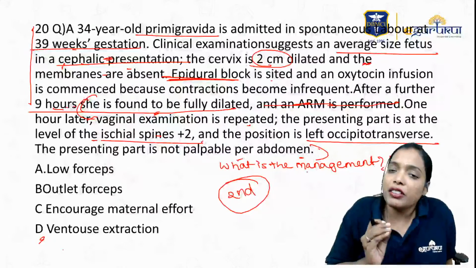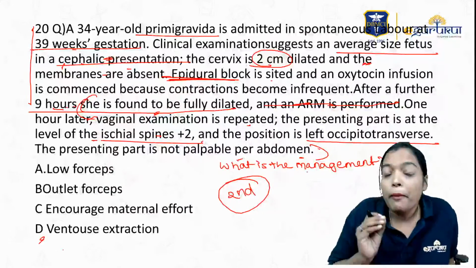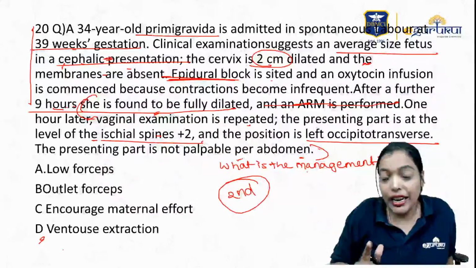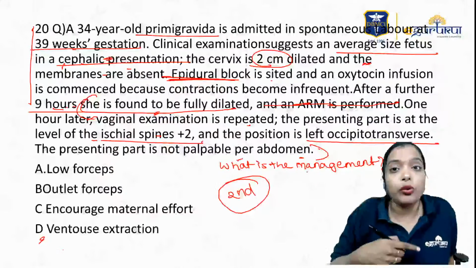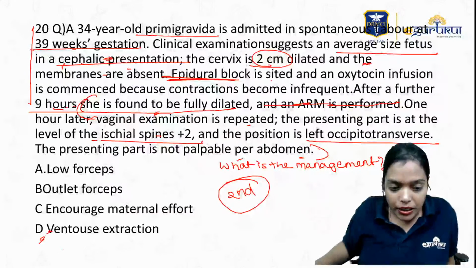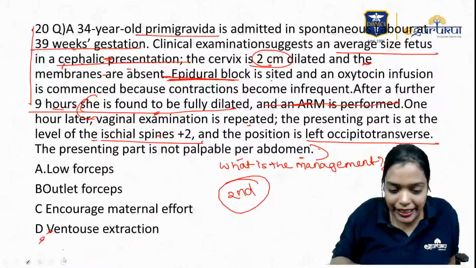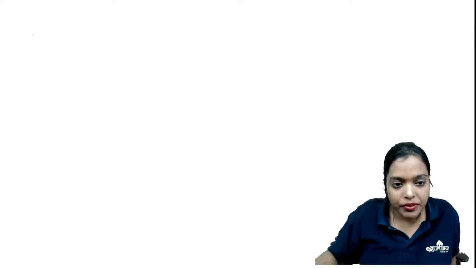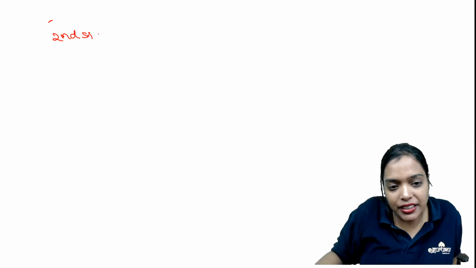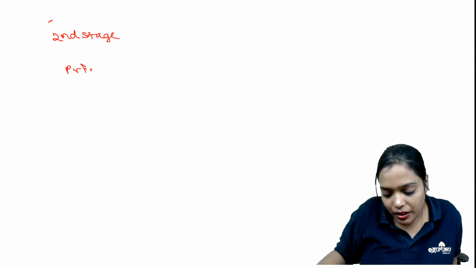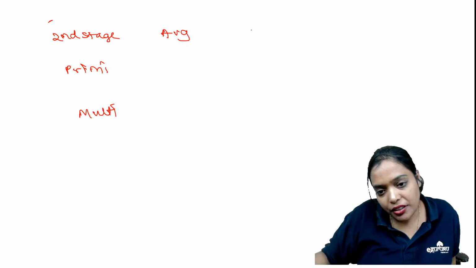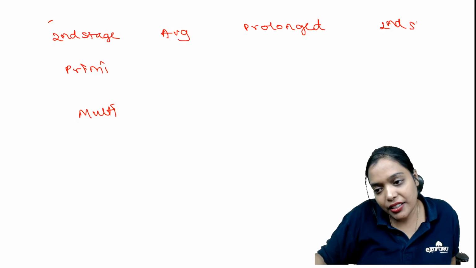So in the last part, we have found that she is a primary who is in second stage for the past 1 hour. Right? And she is also having epidural along with her. So now let us go to the table of the second stage of labor. Whenever the patient is in second stage, primary, multi, average duration, prolonged second stage, and second stage arrest.